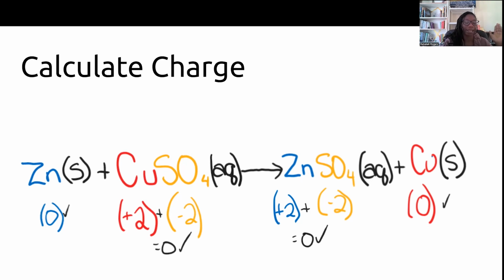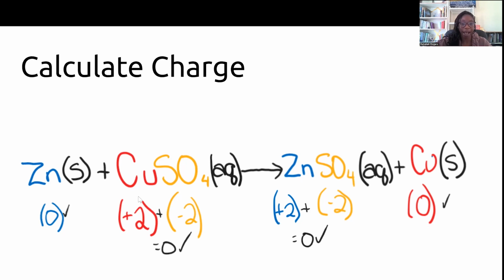That's on the reactant side. Then on the product side, we again see the copper as a solid, and because copper is a solid, it has to have a charge of 0. We also now see the zinc with the sulfate. The sulfate ion is still -2, so we keep that as -2, which then means the zinc has to carry a charge of +2 in order for the overall molecule charge to add up to 0.